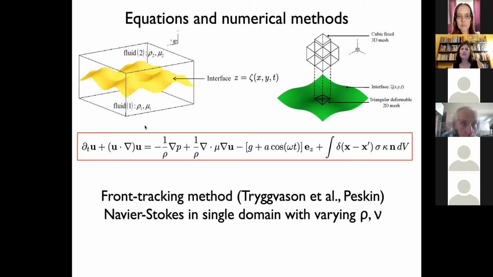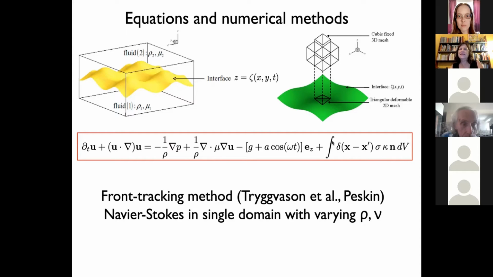There's fluid everywhere, above and below. And the domain is meshed in a cubic way here, the whole domain, but it has different density and viscosity above and below. And then the surface is meshed with triangles here. And this is just Navier-Stokes with a variable viscosity, as you see.